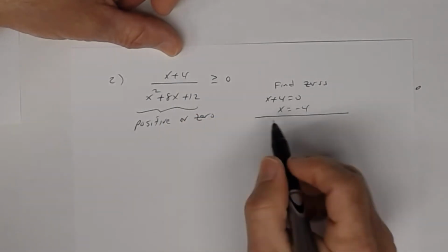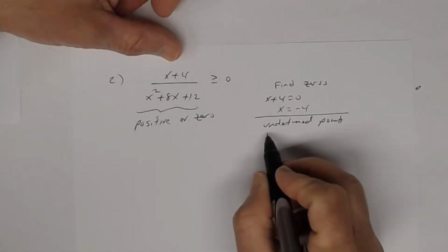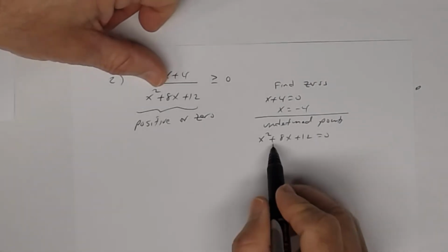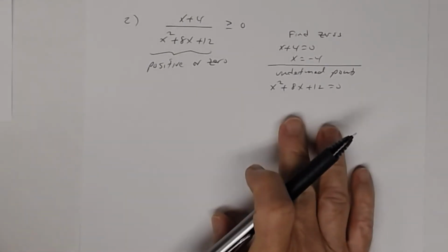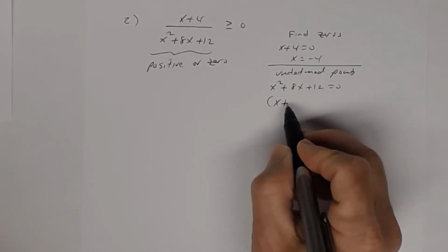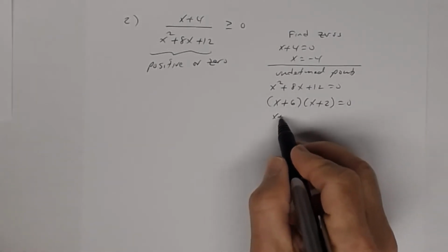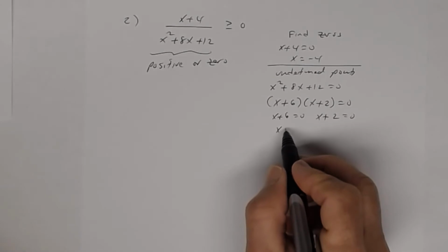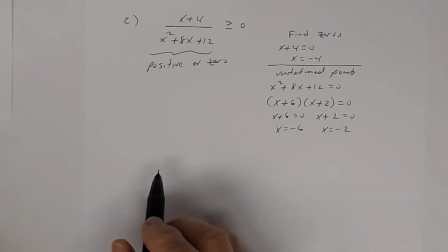To find the undefined points, the values of x that make this undefined, we're going to set the denominator equal to 0: x squared plus 8x plus 12 equals 0. Remember, this is quadratic, and in our problems, they will be factorable. You don't have to use the quadratic formula. So you're going to get x plus 6, x plus 2 equals 0. And you're going to set each of those equal to 0 using the zero factor property. So x plus 6 is 0 when x is negative 6. x plus 2 is 0 when x is negative 2. So those are your undefined points.